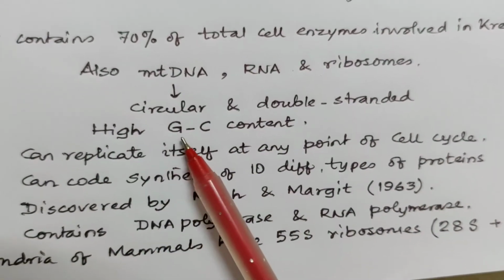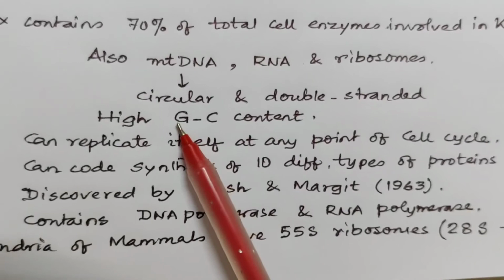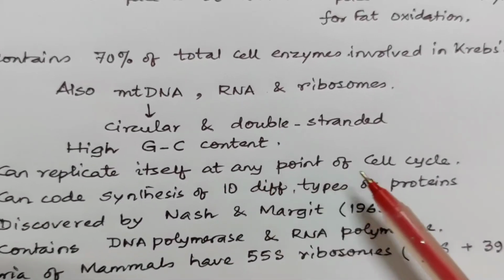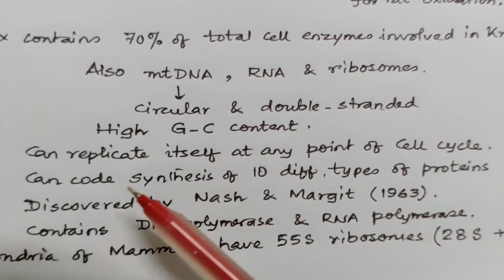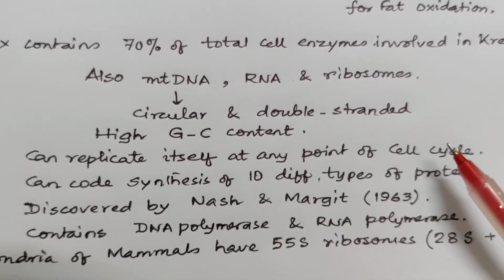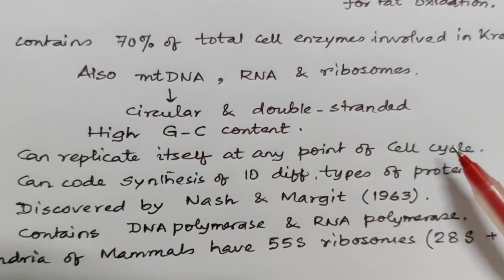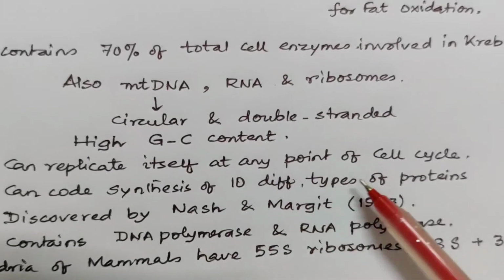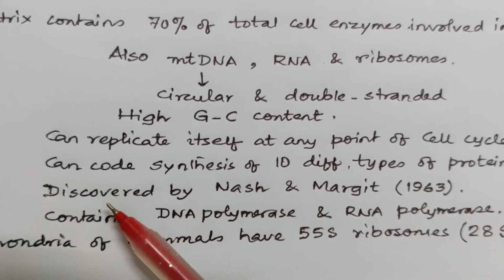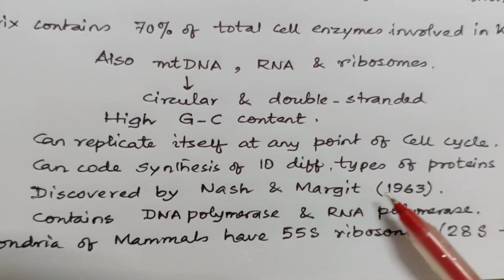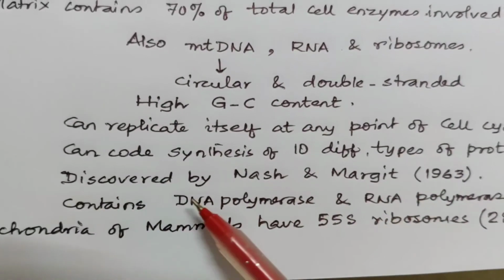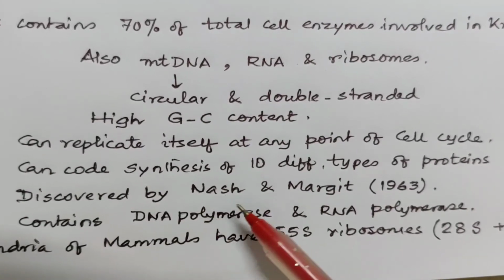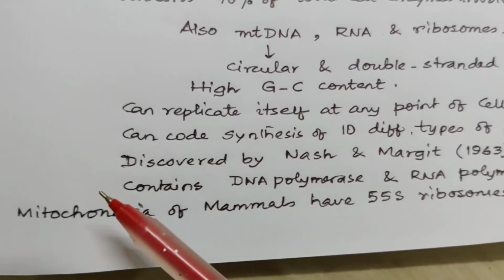It is high in GC content. GC means guanine cytosine content. It can replicate itself at any point of the cell cycle, starting from the G2 phase up to cytokinesis. It can code for the synthesis of 10 different types of proteins. It was discovered by Nass and Nass. It contains DNA polymerase and RNA polymerase for replication and transcription.